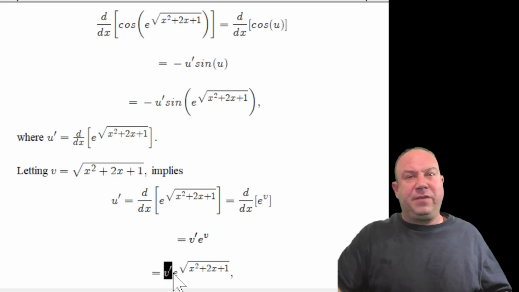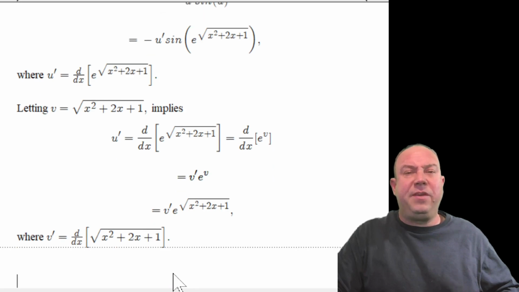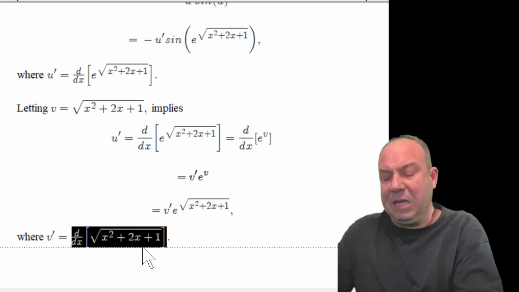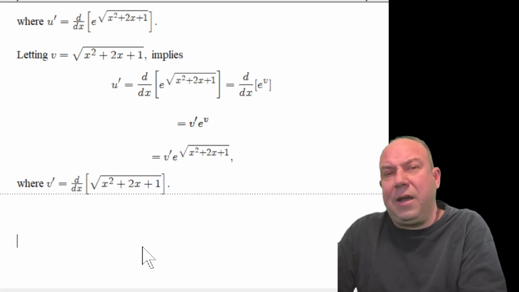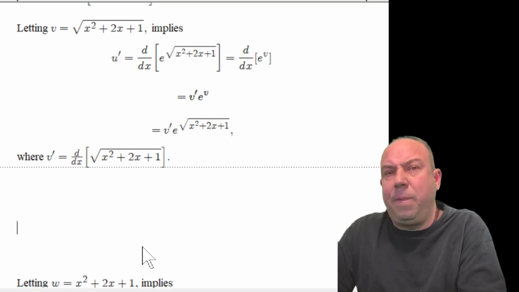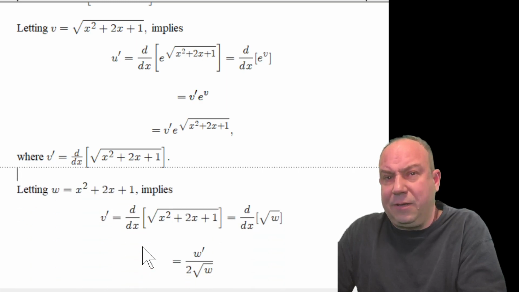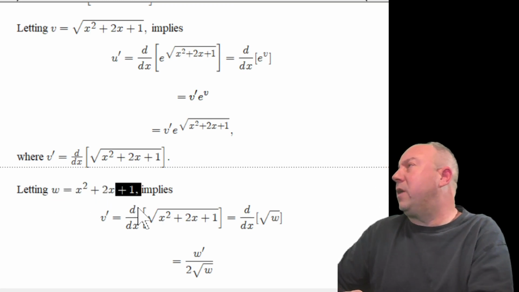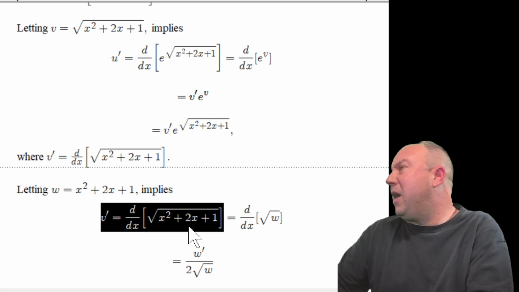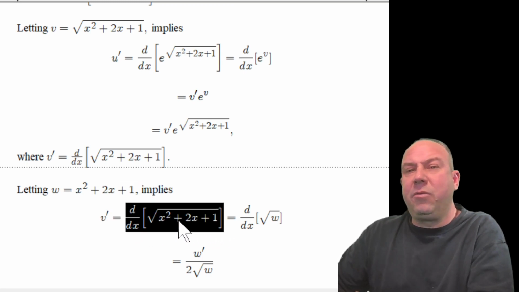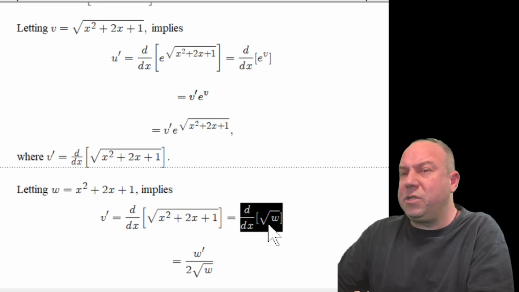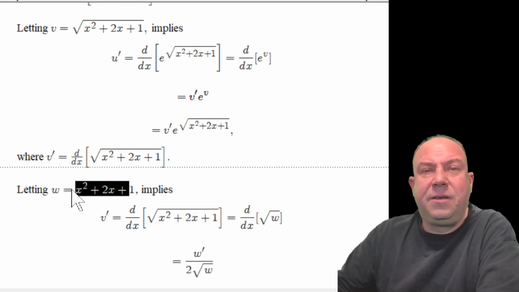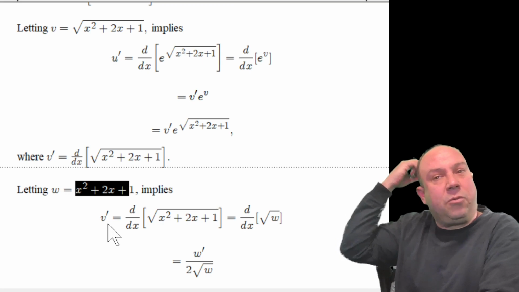Now we're left with finding v prime. What is v prime? V prime is the derivative with respect to x for that radical. In that radical, we could declare a third variable to be the quadratic. We might let w equal the quadratic x squared plus 2x plus 1. And what that implies is that v prime then can be written as this derivative with respect to x for the square root of w, w being this function of x squared plus 2x plus 1.